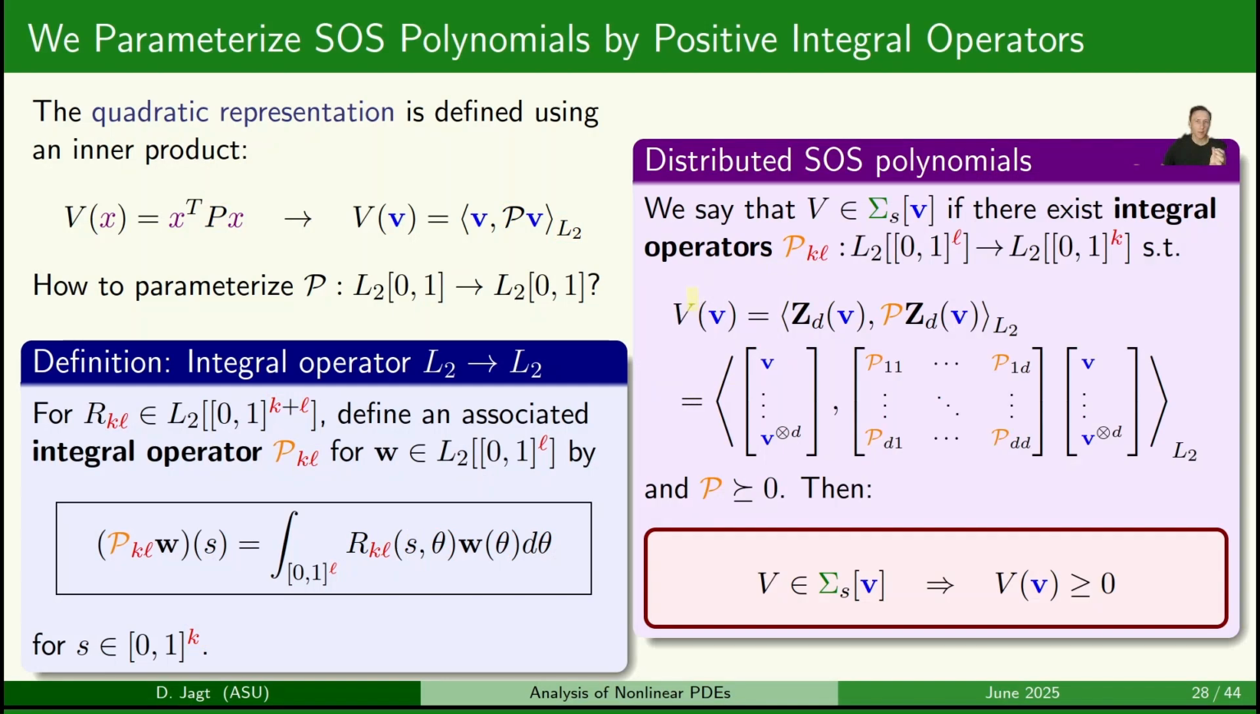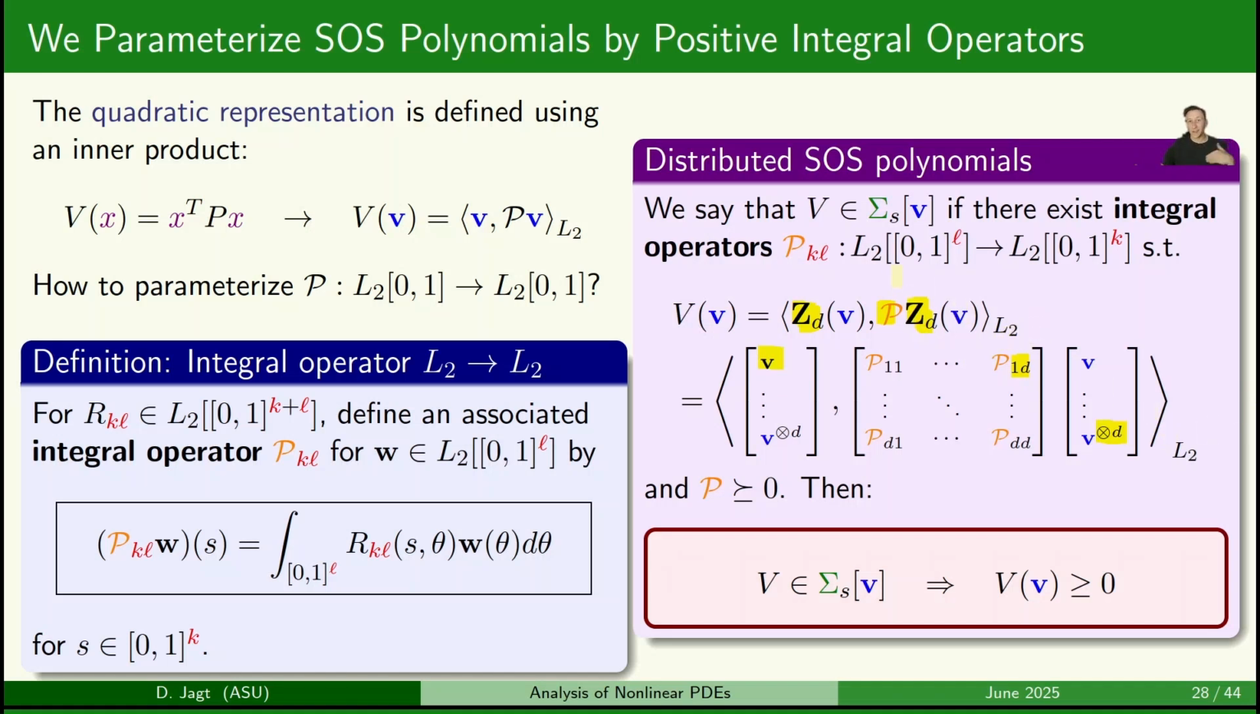Given this class of integral operators, we can parameterize a quadratic representation for these distributed polynomials by taking an inner product of our distributed monomial basis weighted by an operator P, where each of these components P maps a function in multiple variables to a function in another set of variables. So for example, P1D here maps a function in D variables to a function in just one variable, so that we have a suitable inner product here.